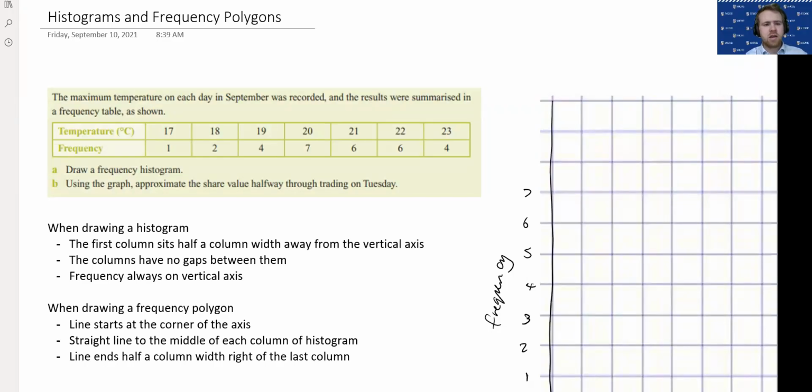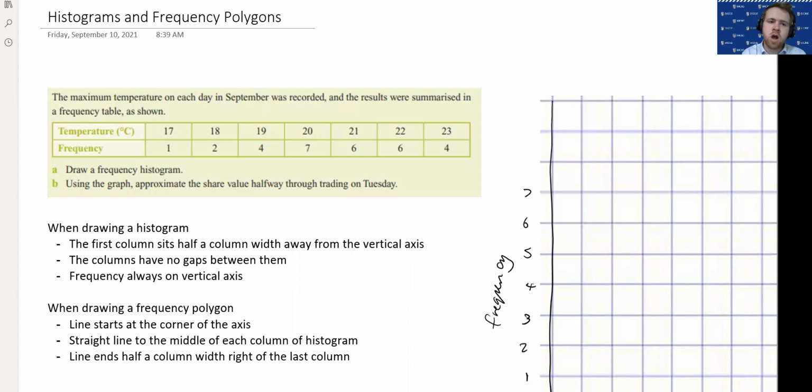Today we are looking at histograms and frequency polygons. So a histogram, okay, sounds like antihistamines that you take when you've got hay fever, like I do at the start of spring. Now, a histogram is like a frequency graph.